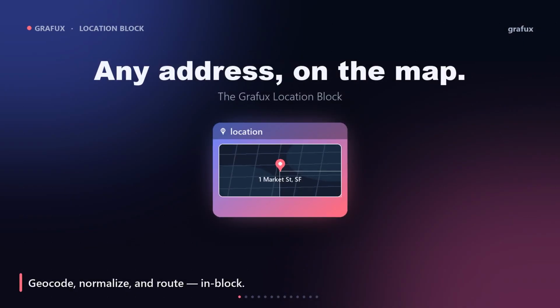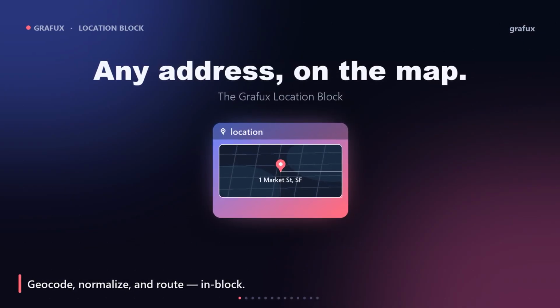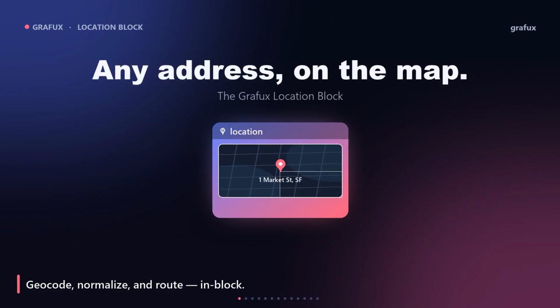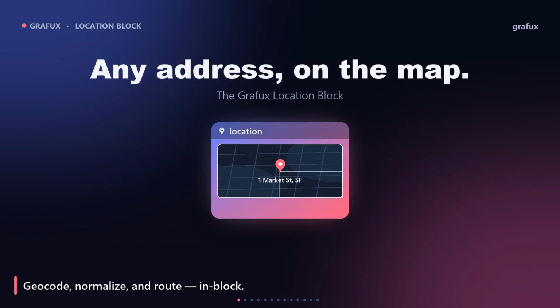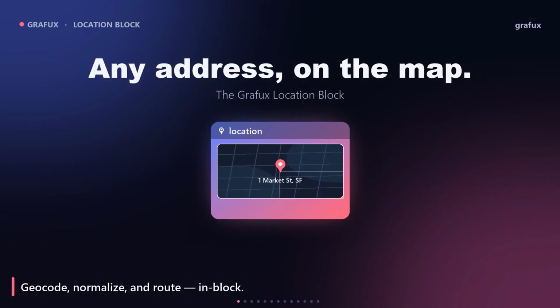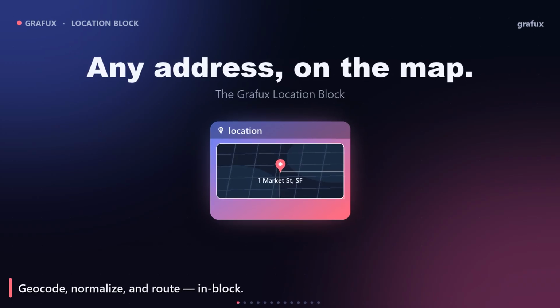Any address on the map. Meet the Grafux Location Block. It geocodes any address and drops it on an interactive map with a clean, normalized breakdown and even routing between 2 points, visually with no code at all. Whatever you're building, this is where it gets easier. So let me show you exactly how it works.